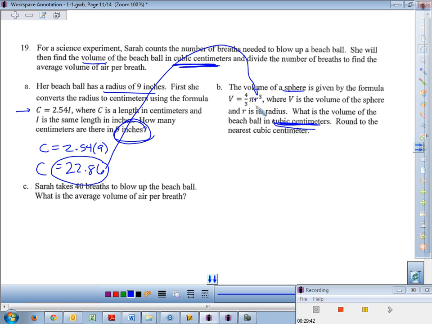Right there in our formula. So volume, we do not know. That equals 4/3 pi times 22.86 cubed. Just sub it in. And this is a messy formula. You just take it one step at a time, and you follow the order of operations.